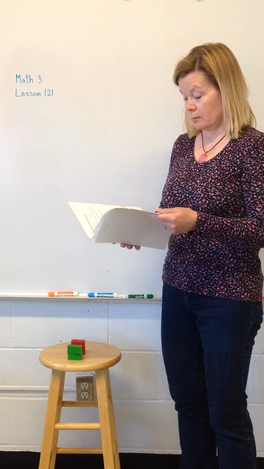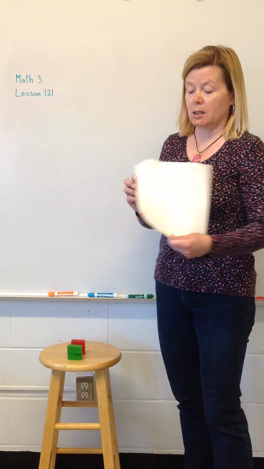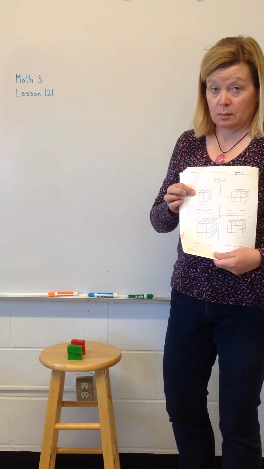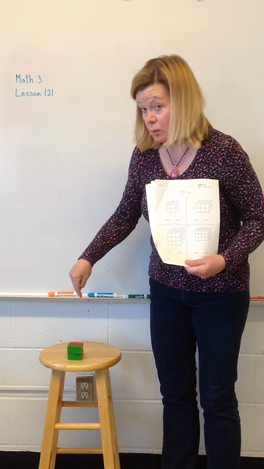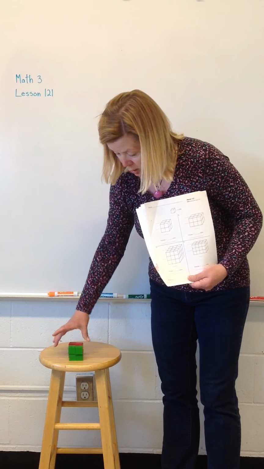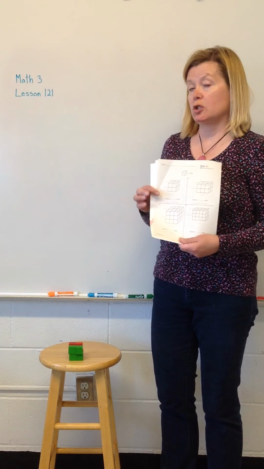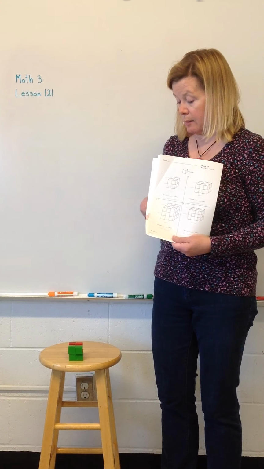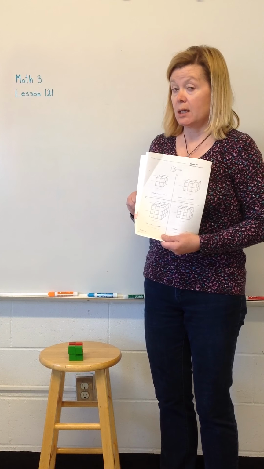Okay, take a look at number 1 on your paper. It gives you a cube. And I've done an example for you. That's why the stool's out this morning, so that you can see. So this should look like what you have. How many cubes do you think I used to make that model? If you said 8, you're correct.